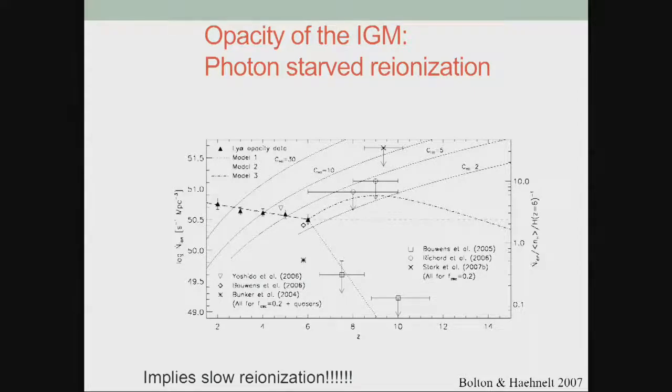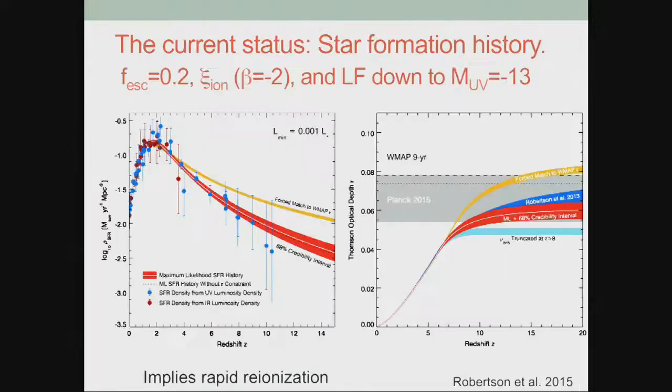So if this is correct, it means actually that the ionization process is very, very drawn out, right? Because if it's ionizing at redshift 6 completely, then this should jump here to about 10 or 20 or 100 ionizing photons per baryon. We don't see that. So it must be a very gradual process from this data. So this suggests it's a slow ionization.